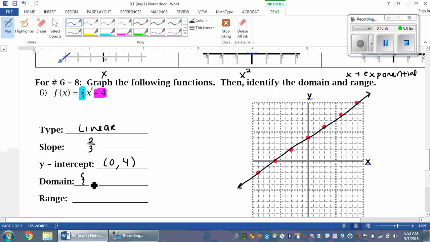Alright, so let's go ahead and start talking about the domain. My domain are the x values. Again, if you have arrows on both sides, your domain is going to be all real numbers. It's going to go all the way to the left, and it's going to go all the way to the right.